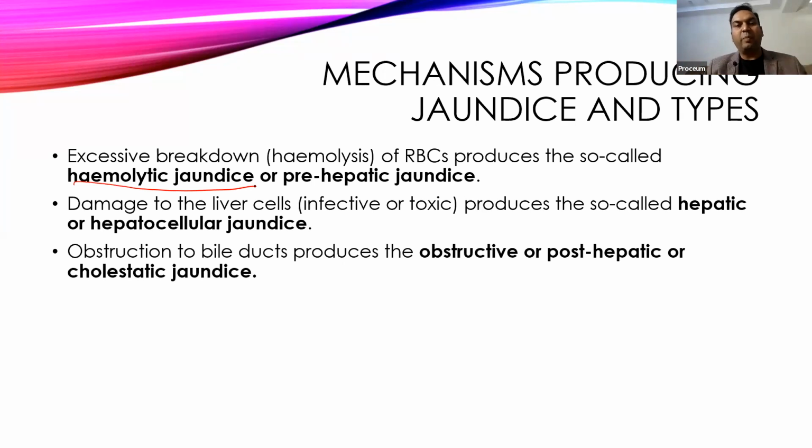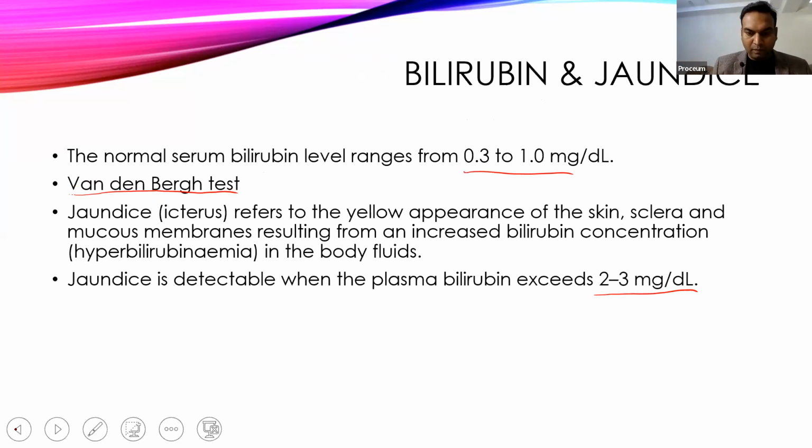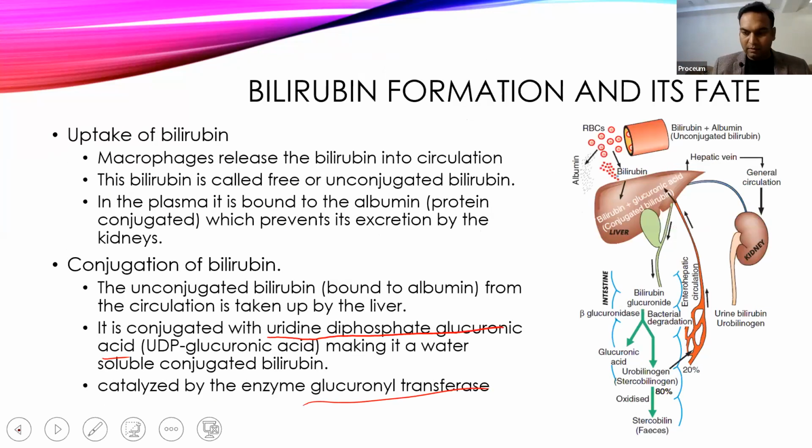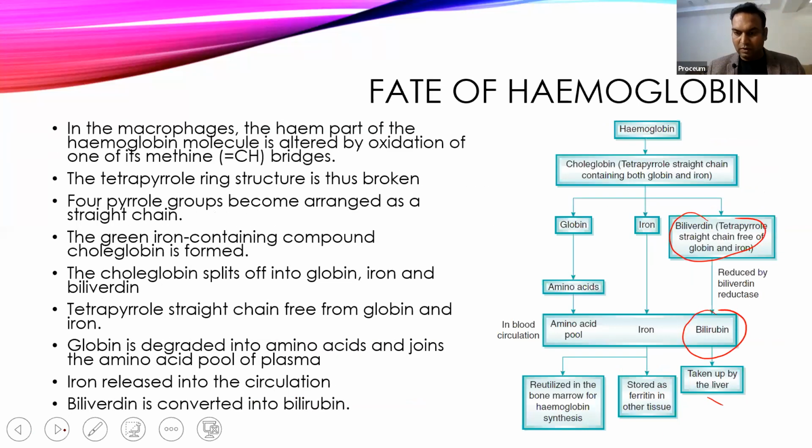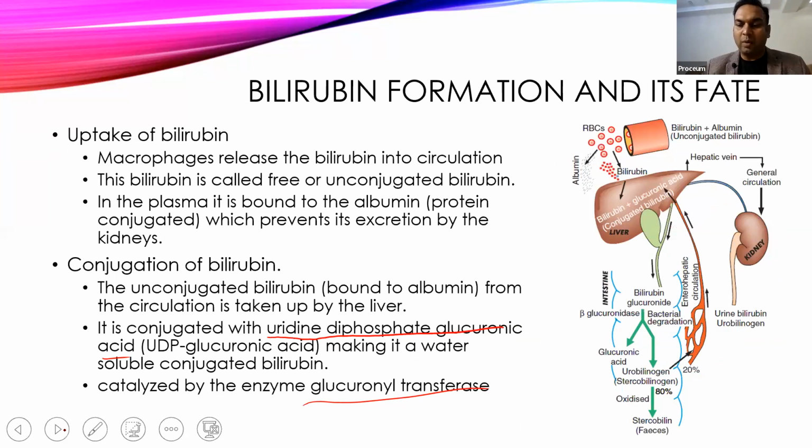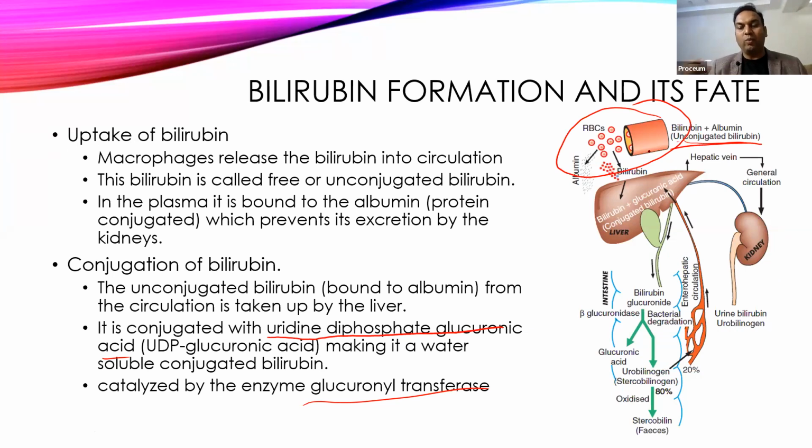So अगर pre-hepatic jaundice है तो क्या होगा? Pre-hepatic jaundice में क्या हो रहा है? RBC system आपका अफेक्ट हो रहा है. So there is increased destruction of the RBC, and it will create unconjugated bilirubin. That will be more and more.